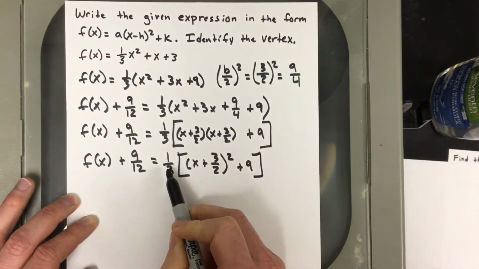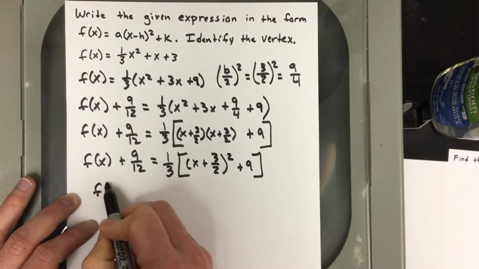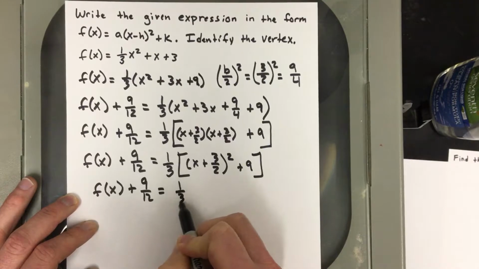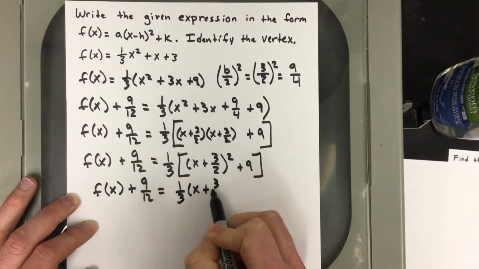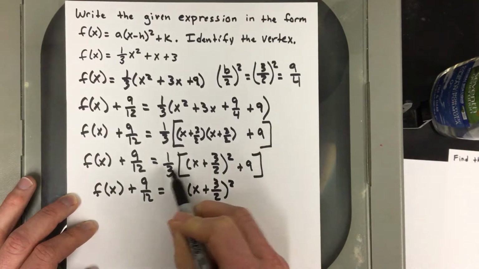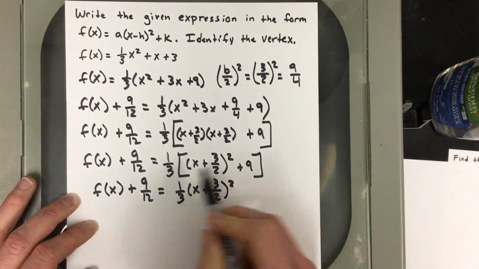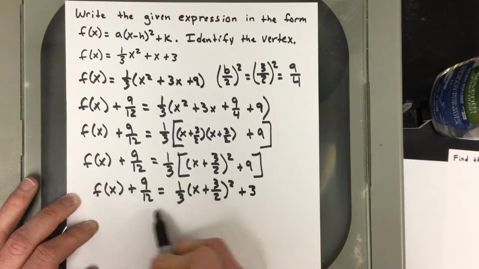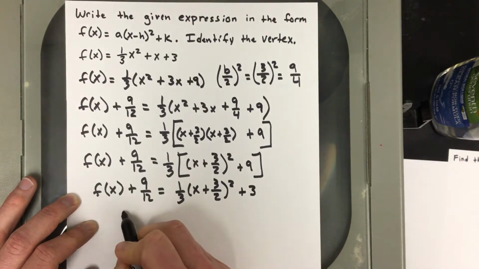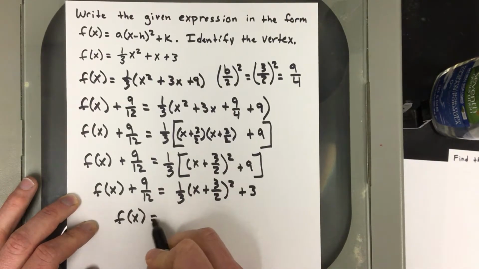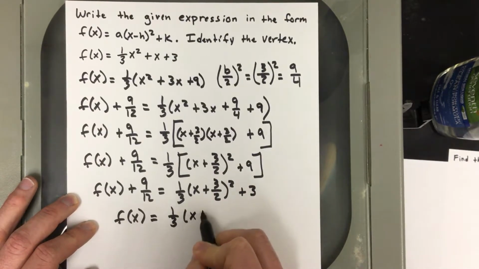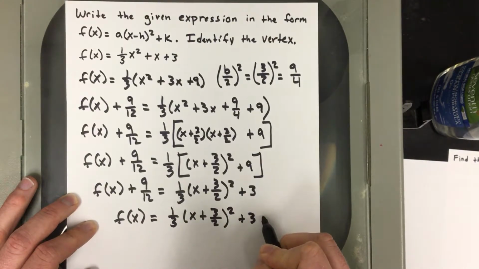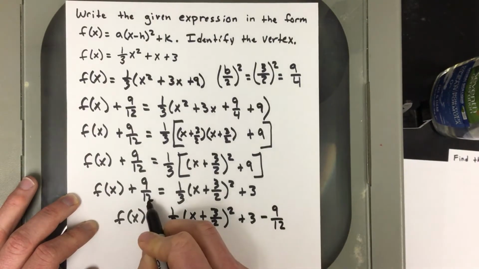And now I need to distribute the 1/3 to each of these terms. So that's going to give f of x plus 9 over 12 equals 1/3 times x plus 3/2 squared. And 1/3 times 9, this was the mistake I made earlier, 1/3 times 9 should give me that 3 there, and that's what it does. After that, I'm going to subtract that over. So I'll get f of x equals 1/3 times x plus 3/2 squared plus 3 minus the 9/12 that I just subtracted from this side.